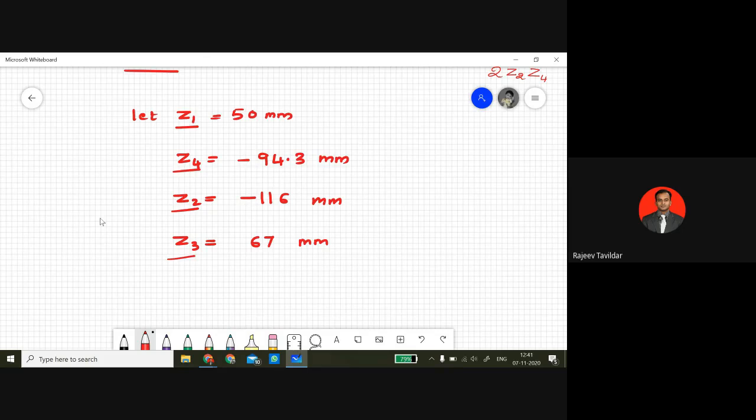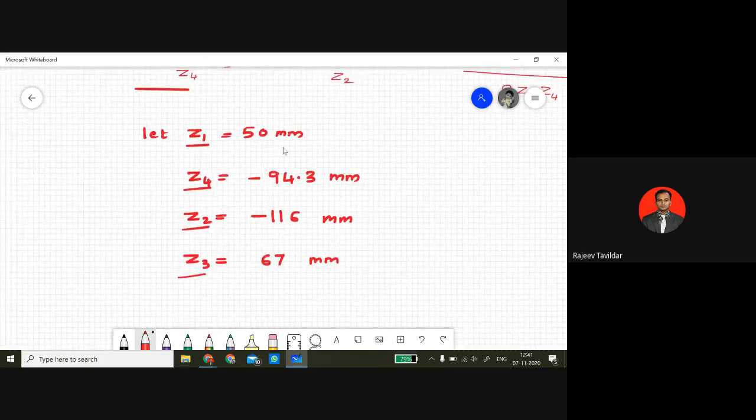So for drawing the mechanism, I'm going to just take the modulus of this. That means this minus sign doesn't mean that you have to draw it in any opposite direction or something like that. The magnitude of that length will still be the same, that is 94.3 only. And the same thing goes for Z2 also. But if you don't want your final answers to be negative, though it will not make any difference, you can still construct the mechanism by taking these values.